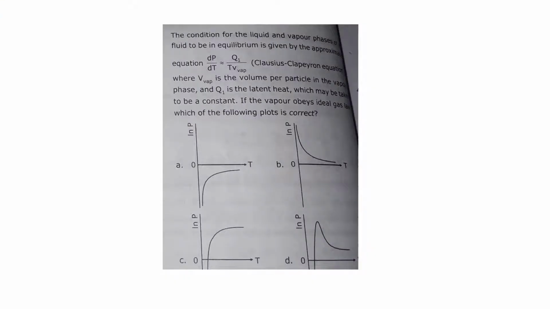The condition for liquid and vapor phases of a fluid to be in equilibrium is given by the Clausius-Clapeyron equation, where P is the vapor pressure, Vp is the volume per particle in the vapor phase, and QL is the latent heat. Now, QL may be taken to be a constant. If the vapor obeys the ideal gas equation, which of the following plots is right? We are asked.